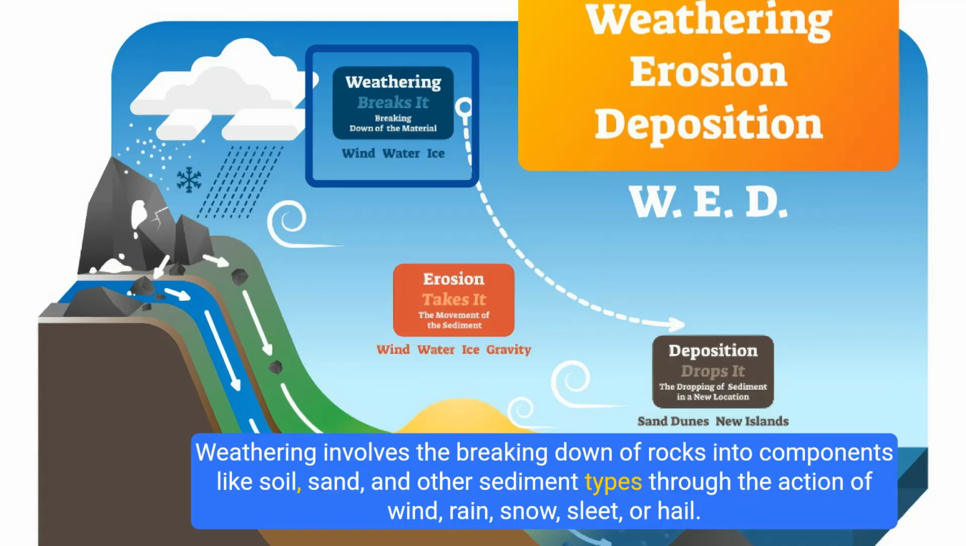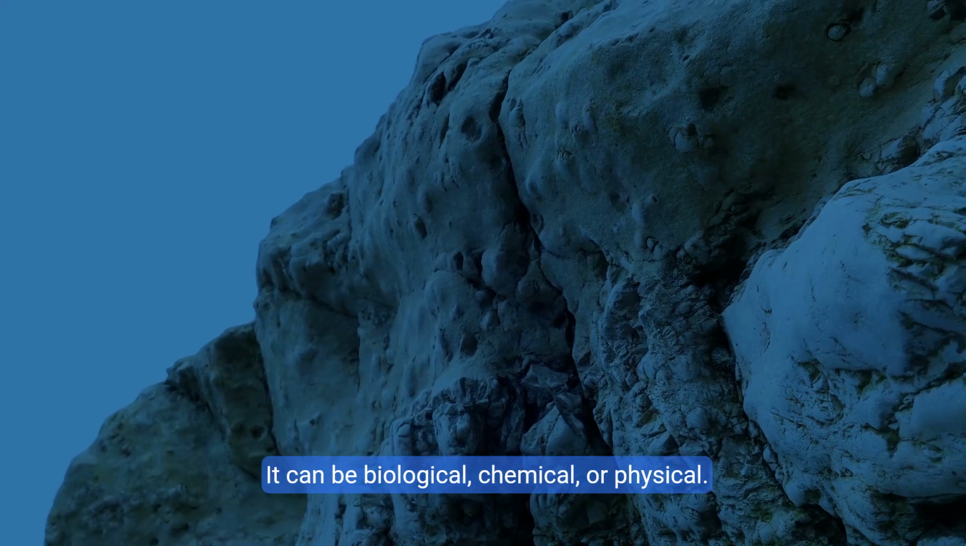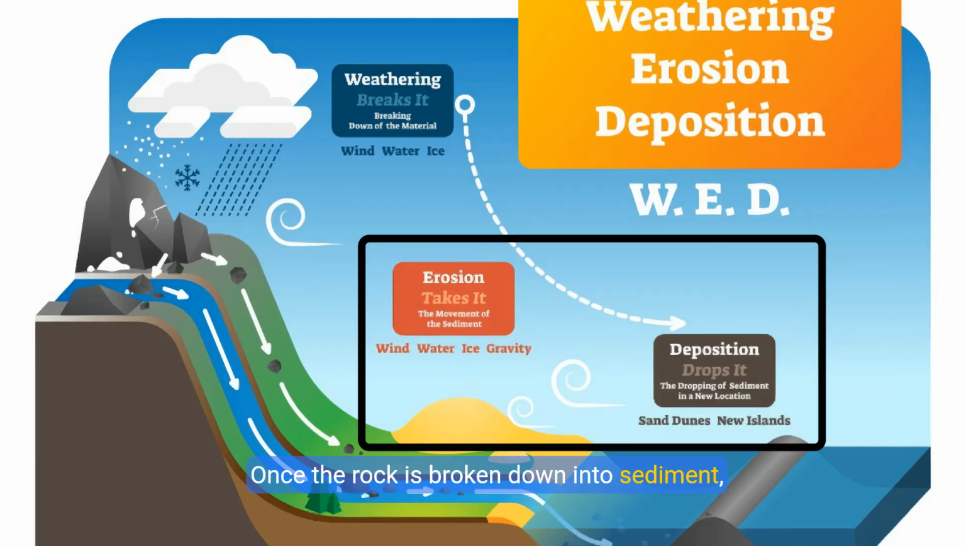Weathering involves the breaking down of rocks into components like soil, sand, and other sediment types through the action of wind, rain, snow, sleet, or hail. It can be biological, chemical, or physical. Once the rock is broken down into sediment, processes of erosion or deposition may kick in.